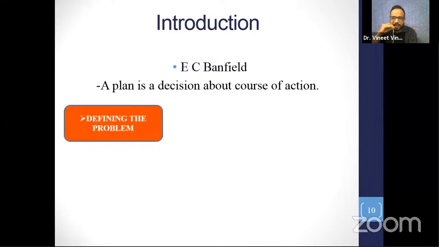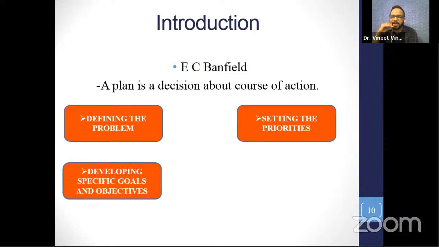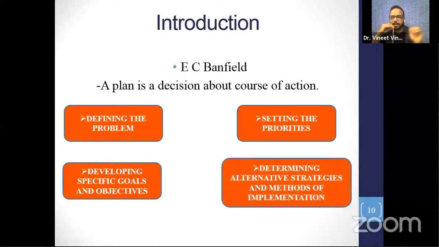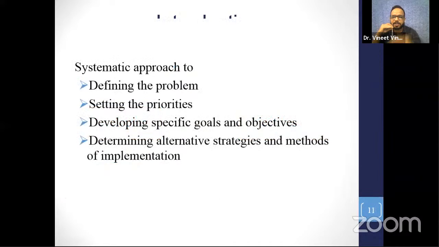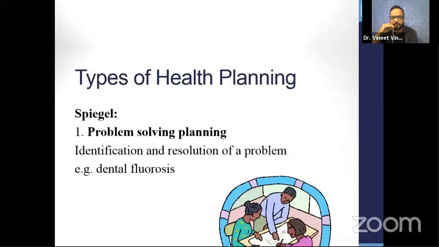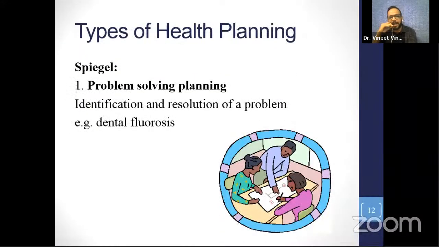Okay. So defining the problem, setting the priorities, developing specific goals and objectives, and determining alternate strategies and then methods of implementation. This is called planning. Okay, this is the core thing of planning, the core step of planning. Okay, a systematic approach to defining the problem, setting the priorities, specific goals and objectives, and alternative strategies and methods of implementation.